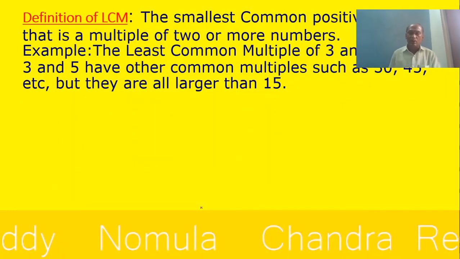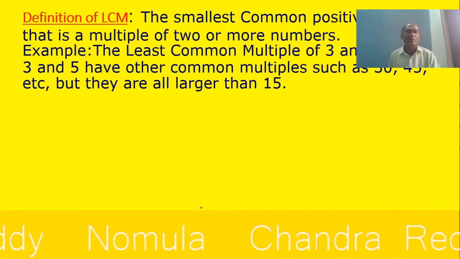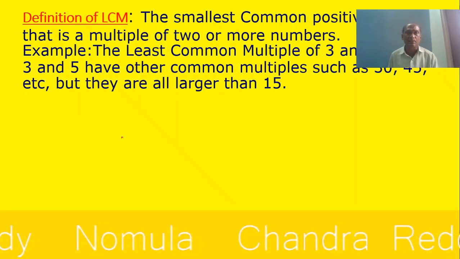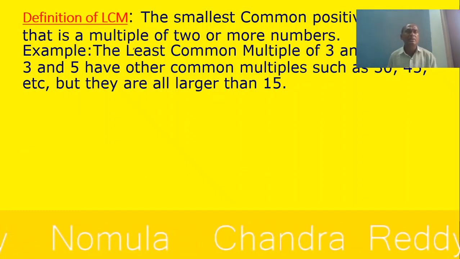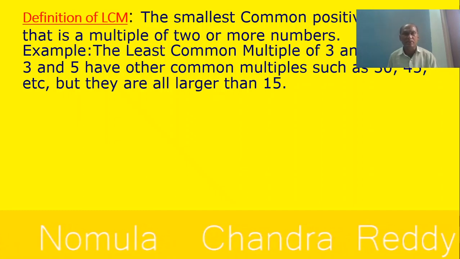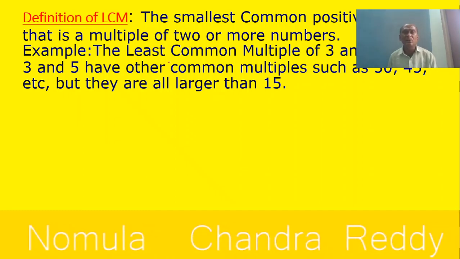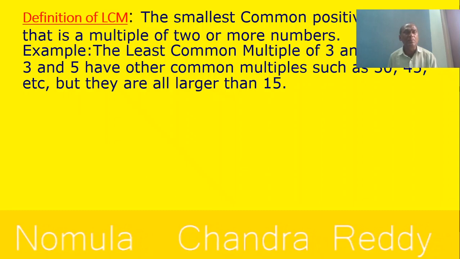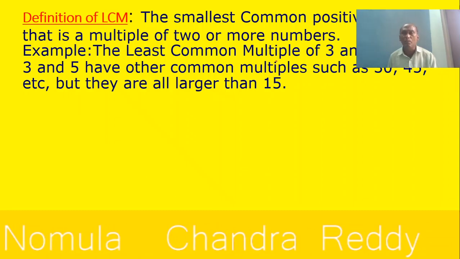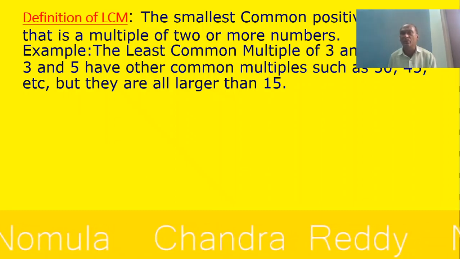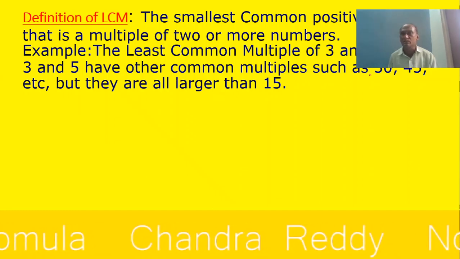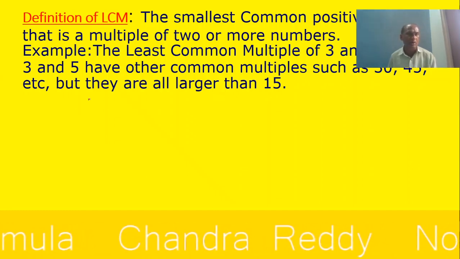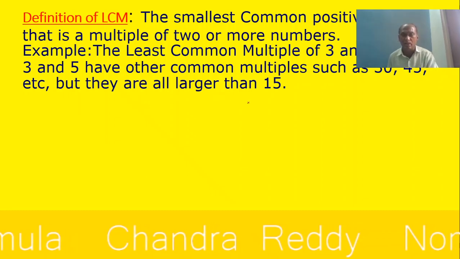Next, for example, find the LCM. First of all, the definition of LCM: the smallest common positive number that is a multiple of 2 or more numbers. Example, LCM means least common multiple. The LCM of 3 and 5 is 15. 3 and 5 have other common multiples such as 30 and 45, etc., but they are all larger than 15.